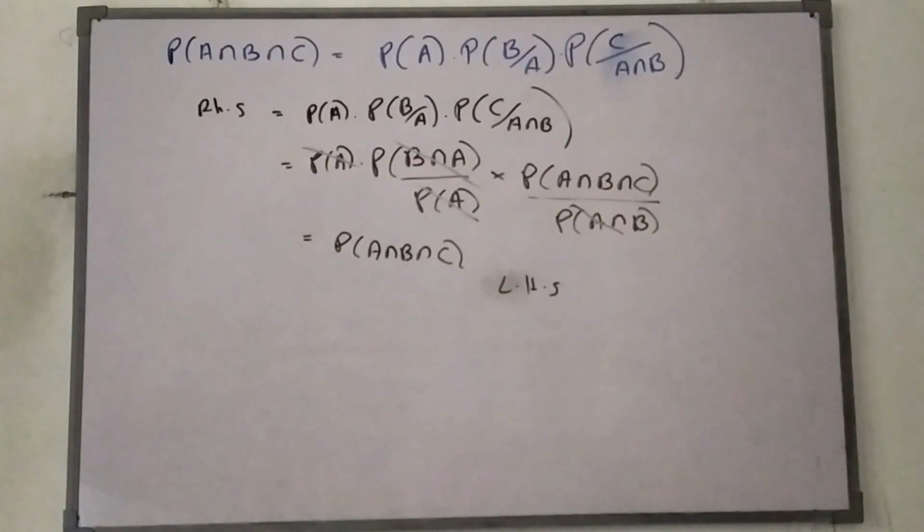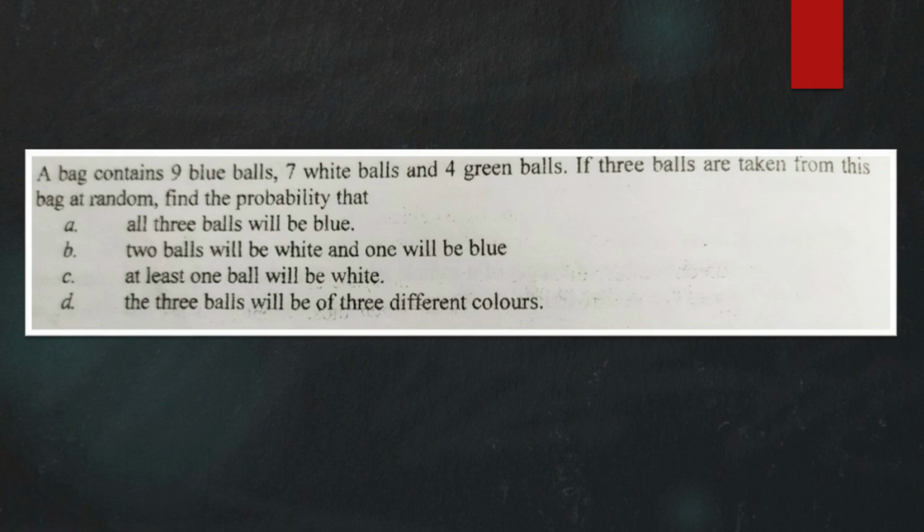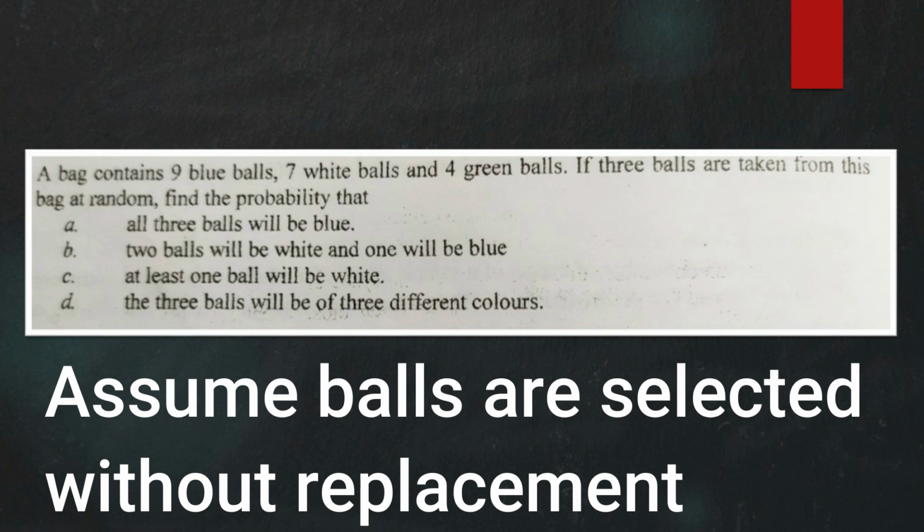Let's move to the example. A bag contains 9 blue balls, 7 white balls and 4 green balls. If three balls are taken from this bag at random, find the probability that all 3 balls will be blue, 2 balls will be white and one will be blue, at least 1 ball will be white, and the 3 balls will be 3 different colors.